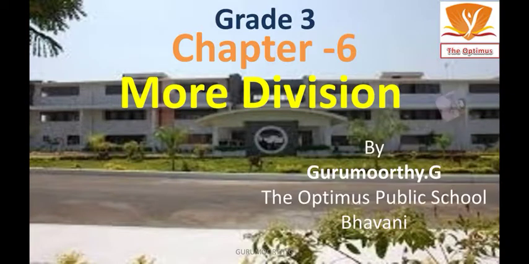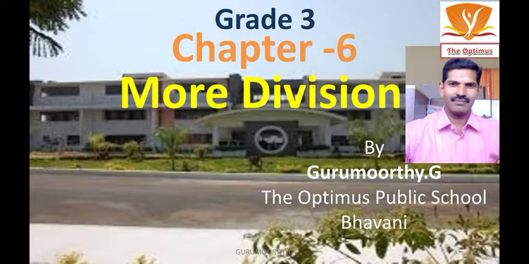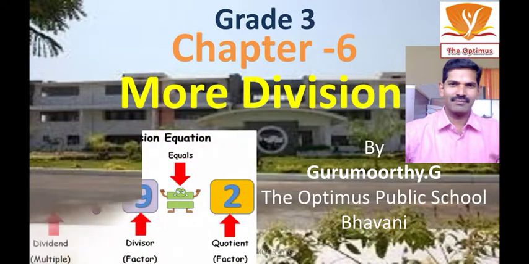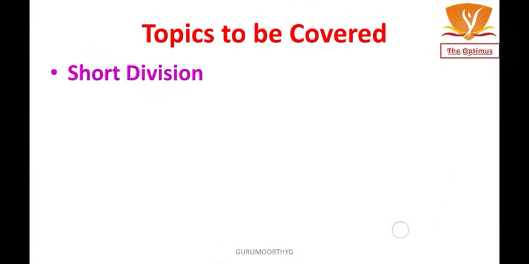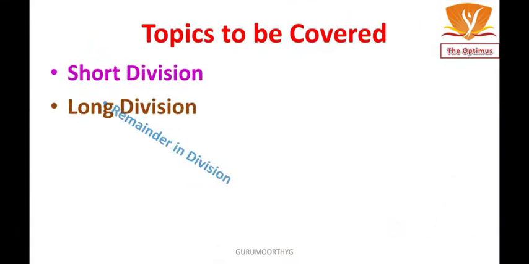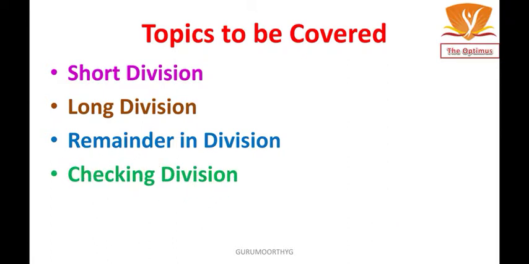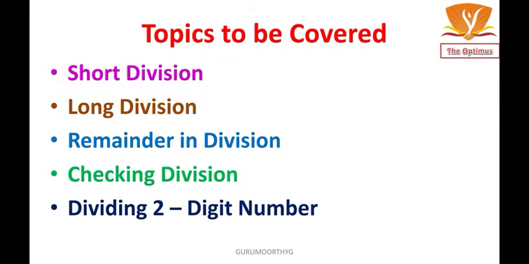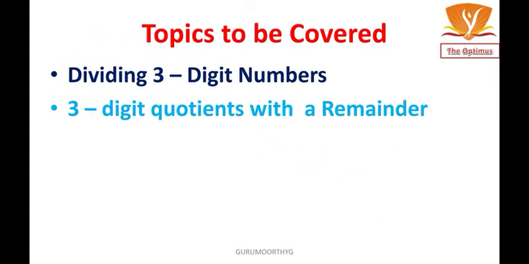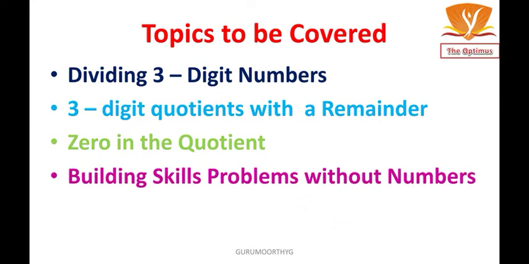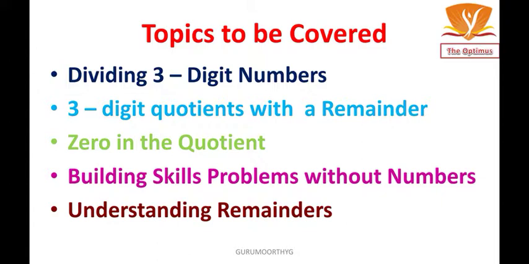Today we are going to start chapter 6, More Division. In this chapter, we are going to cover short division, long division, remainder in division, checking division, dividing 2-digit numbers, dividing 3-digit numbers, 3-digit quotients with a remainder, 0 in the quotient, building skills problem without numbers, understanding remainders. These are the topics we are going to cover.